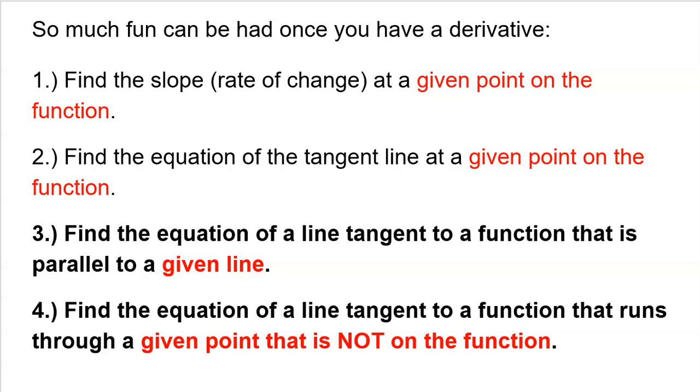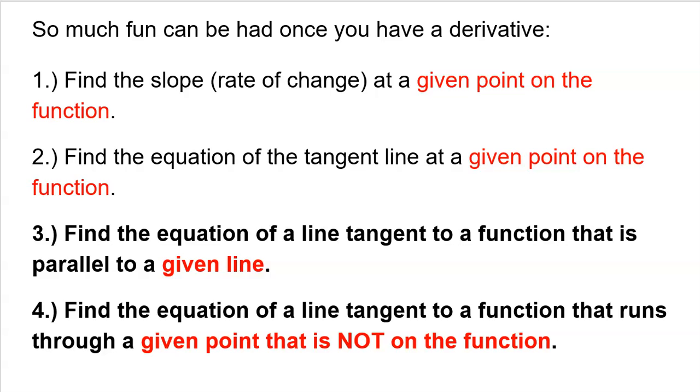The first 2 we did in the previous video, Part 1. Well, now we're in Part 2. So we're going to focus on the third and fourth things we could do once we found a derivative. The third thing is find the equation of a line tangent to a function that is parallel to a given line. What? You may say, we'll talk about it. Give me a moment. It's actually pretty easy.